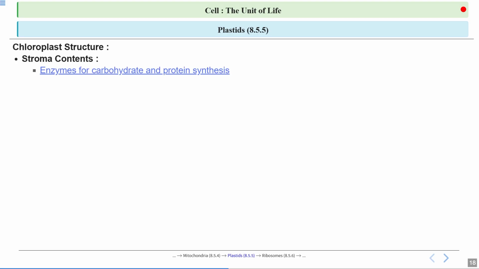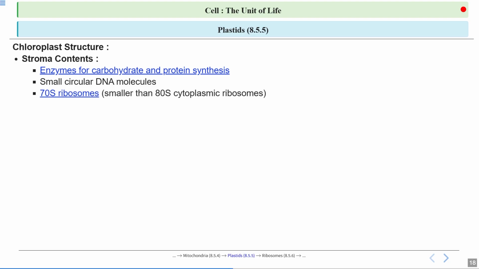Okay, the stroma. What are the contents of the stroma? The stroma consists of enzymes for carbohydrate and protein synthesis. It consists of small circular DNA molecules, like mitochondria also consist of small circular DNA molecules. Chloroplasts also have their own DNA. It consists of 70S ribosomes, which are smaller than the 80S cytoplasmic ribosomes. Cytoplasm consists of 80S ribosomes, but the chloroplast consists of 70S ribosomes, similar to mitochondria.